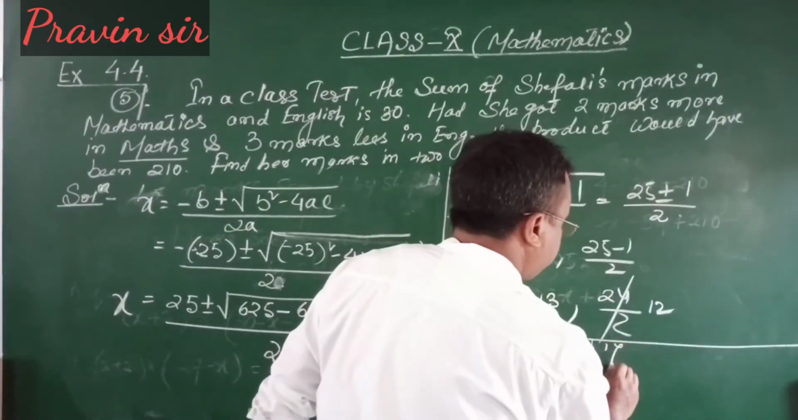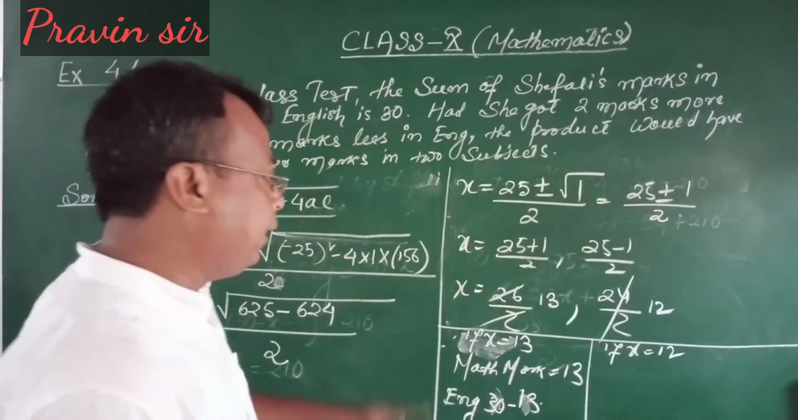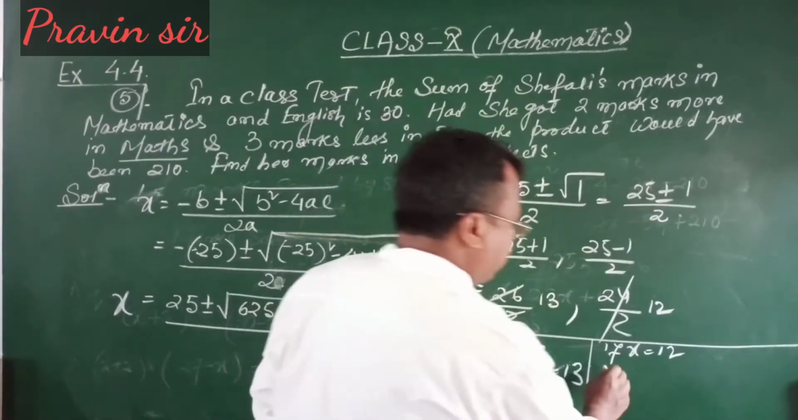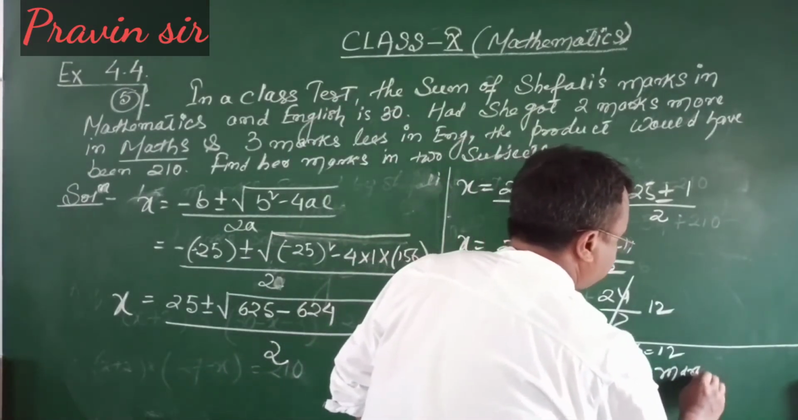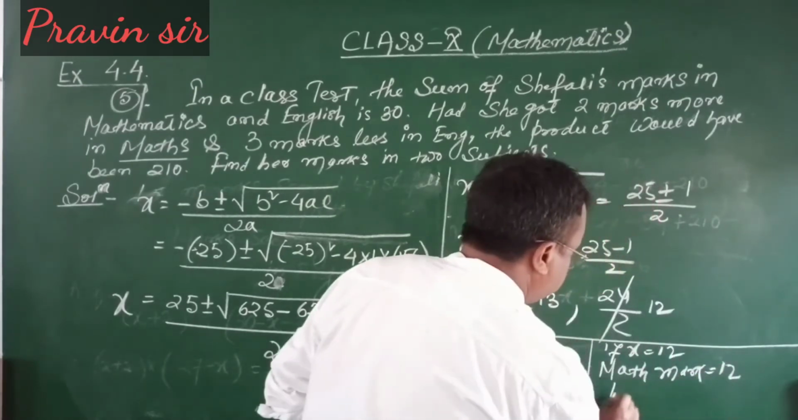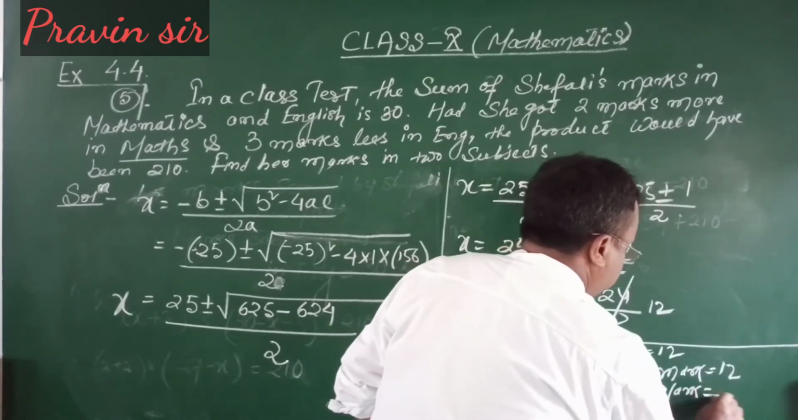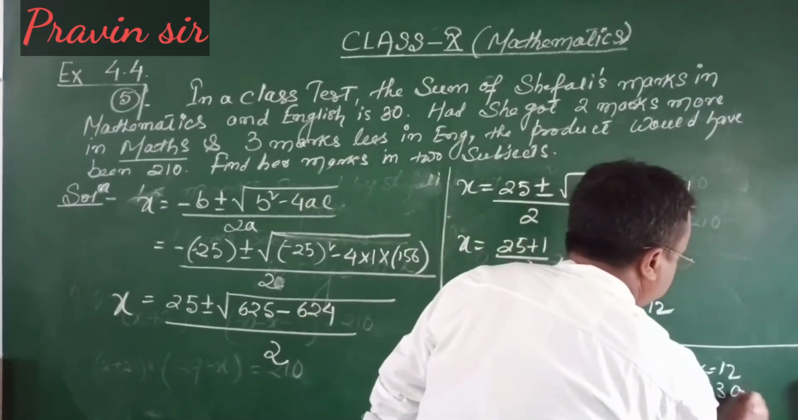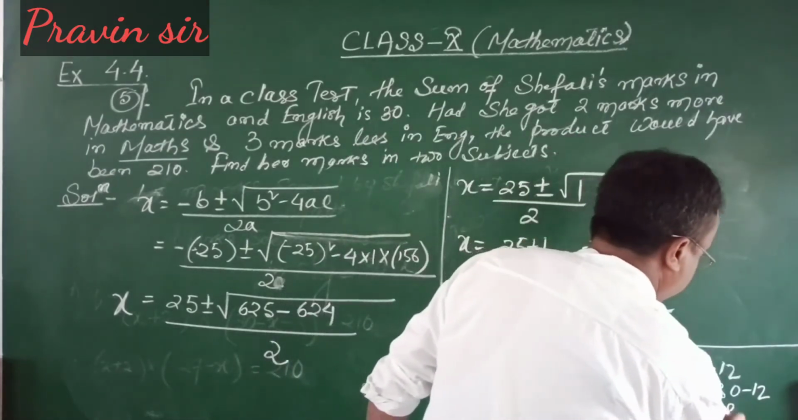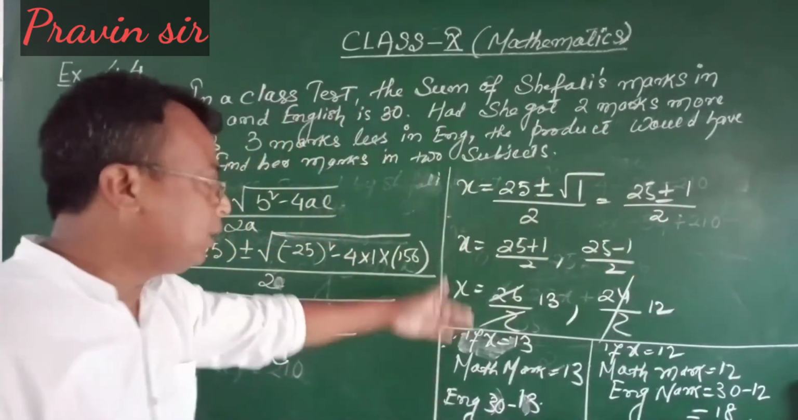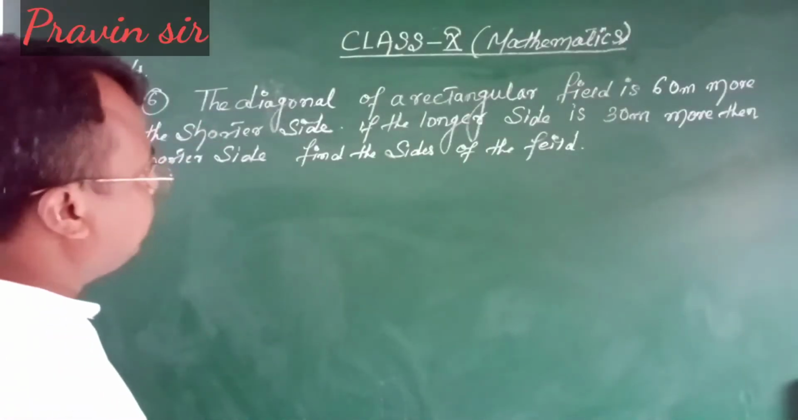If x is equal to 12, then marks scored in mathematics is equal to 12. Then English mark is equal to 30 minus 12, because 30 minus x we have supposed. So it is okay. So this one is also correct and this one is also correct. Okay. Now let us try to do this question.